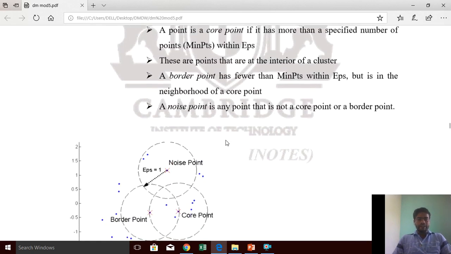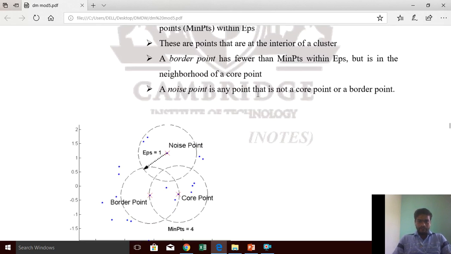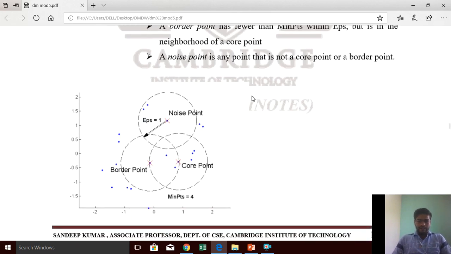Next, what is a noise point? A noise point is any point that is neither a core point nor a border point. Noise point is nothing but an outlier. It is neither in the neighborhood of a core point, nor does it satisfy minimum points equal to 4. Let us take this point. I have taken a radius epsilon and drawn a circle.